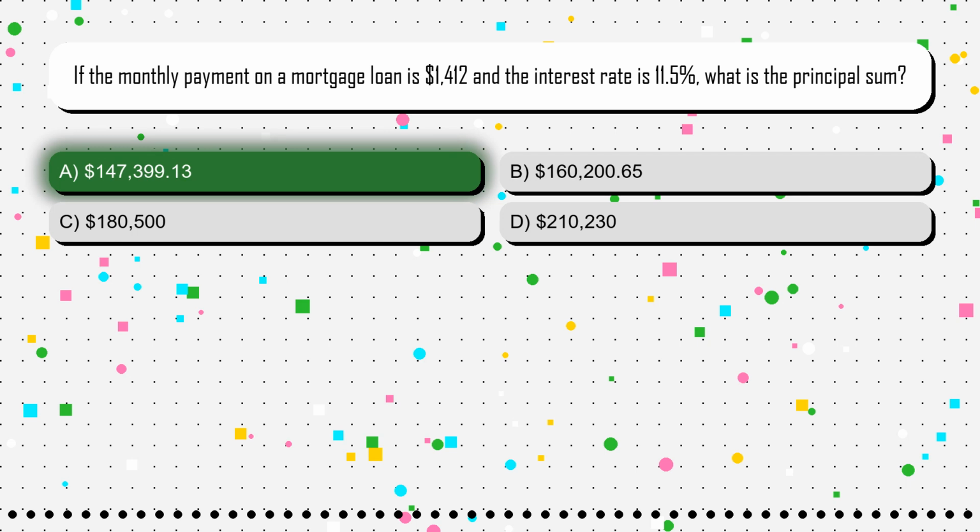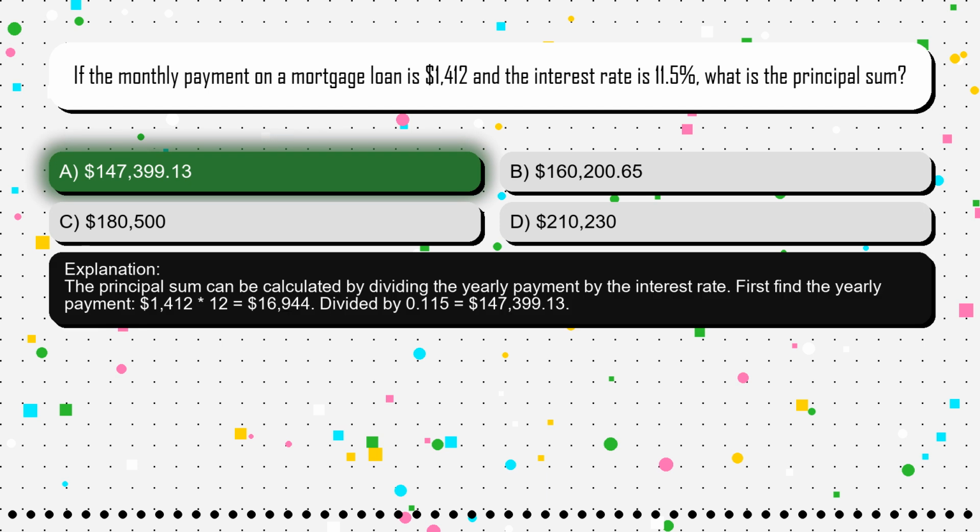The correct answer is option A, $147,399.13. The principal sum can be calculated by dividing the yearly payment by the interest rate. First, find the yearly payment, $1,412 * 12 equals $16,944. Divided by 0.115 equals $147,399.13.